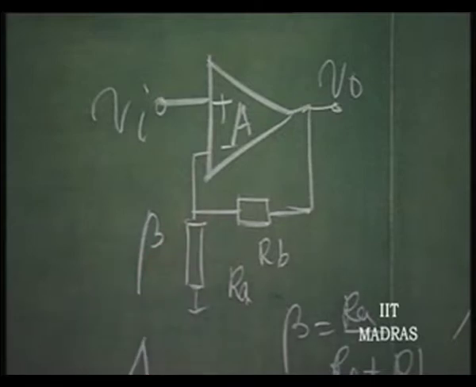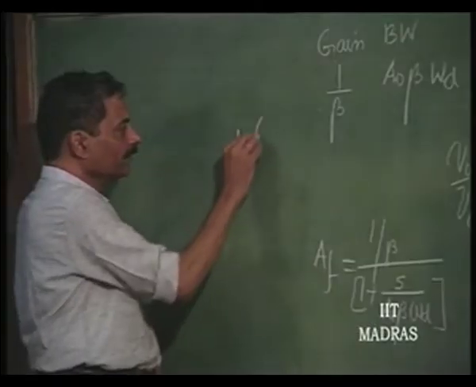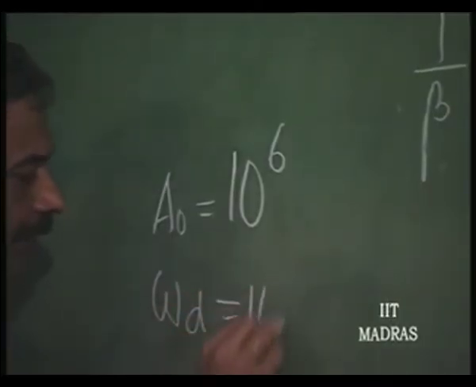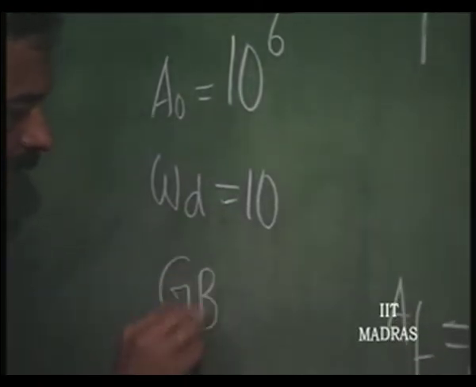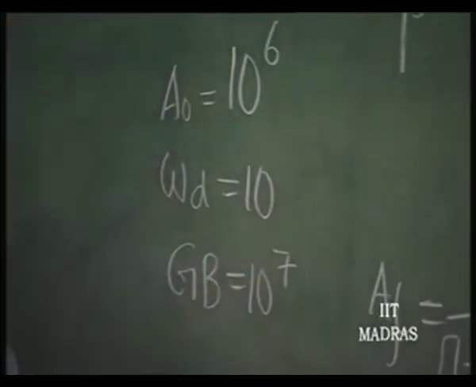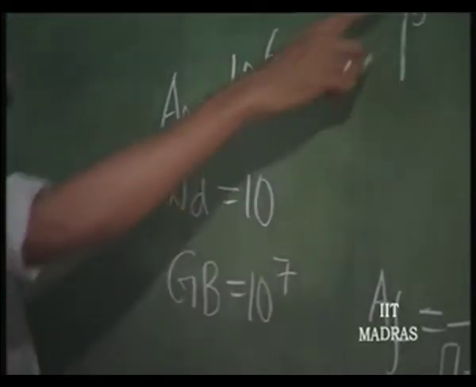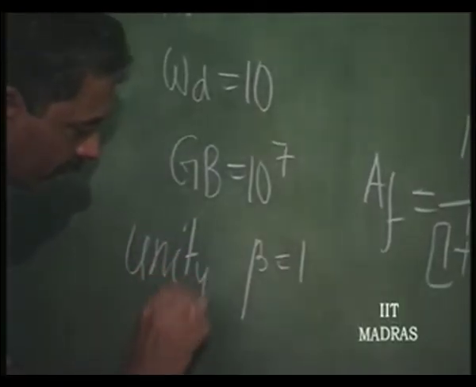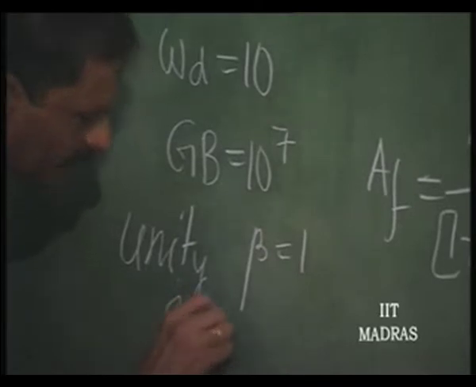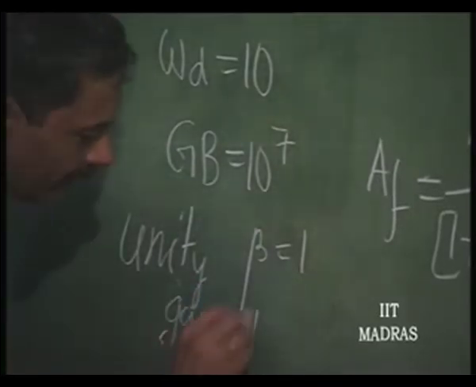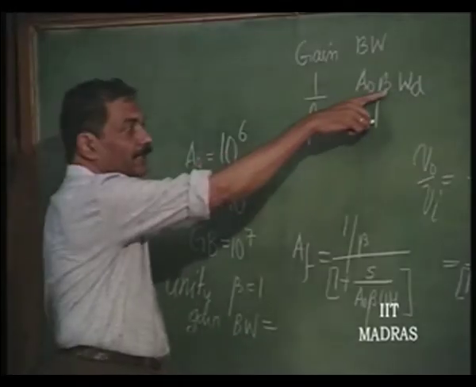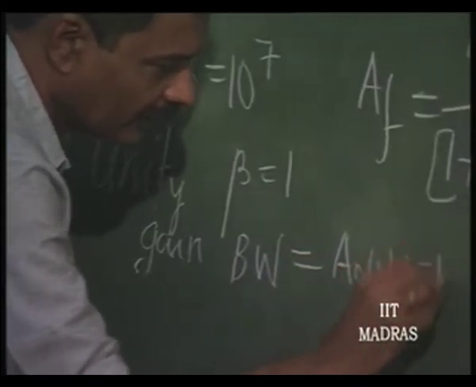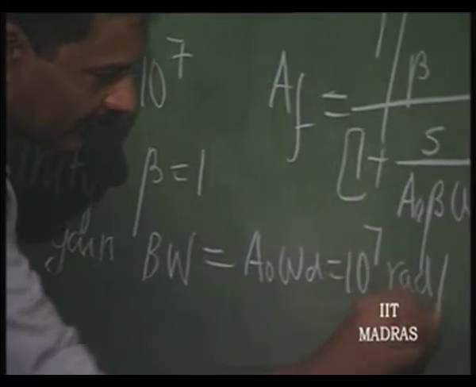As an example, let us take that I am having gain of 10 to power 6, okay, omega d equal to 10. Gain into bandwidth is 10 to power 7. If I use it as a unity gain amplifier, then beta has to be equal to 1, let us say. Beta has to be 1. Then its bandwidth is going to be beta is 1, A naught into omega d, which is 10 to power 7 radians per second.